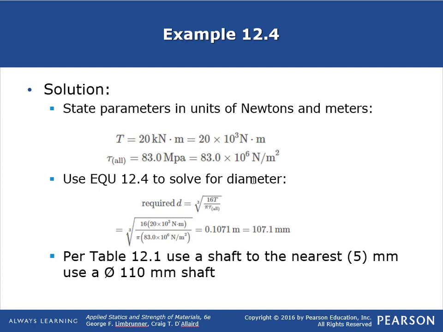Next, we're going to use equation 12.4 to solve for the diameter. That's the cube root of 16T divided by pi times the allowable stress. What we get is 0.107 meters when we solve that equation, or 107 millimeters. Then we're going to go to table 12.1 and use a shaft to the nearest 5 millimeter increment. Therefore, our answer is to use a 110 millimeter shaft. We're going to pick this up in the next movie.